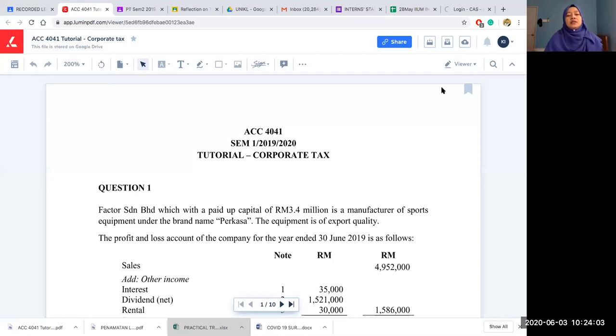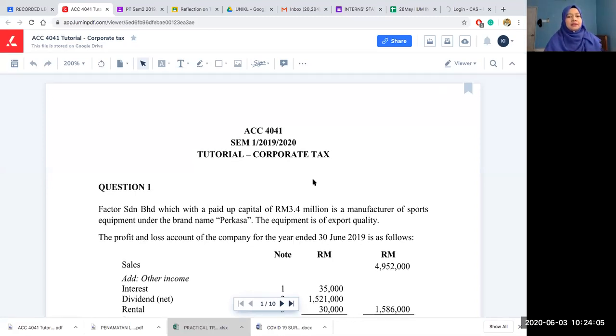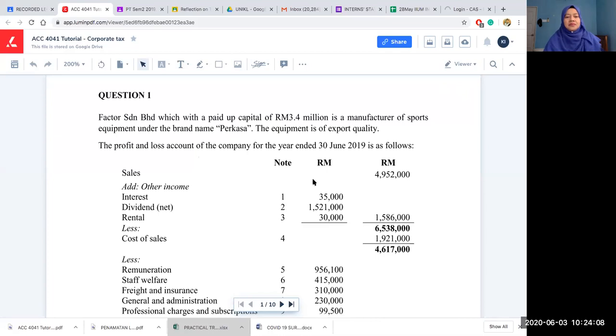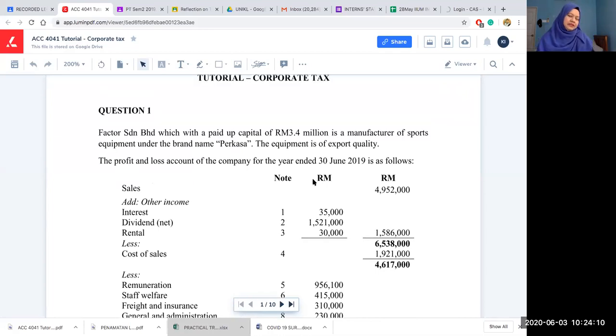Right. So do you have this question? Factors in Amberhide. Do you have this? Yes. Okay. We are going to do this question. Factors in Amberhide has a paid up capital of 3.4 million. So whenever you look at the 3.4 million paid up capital, what does that indicate? Does that have any tax implication? Paid up capital. Is there any tax implication?